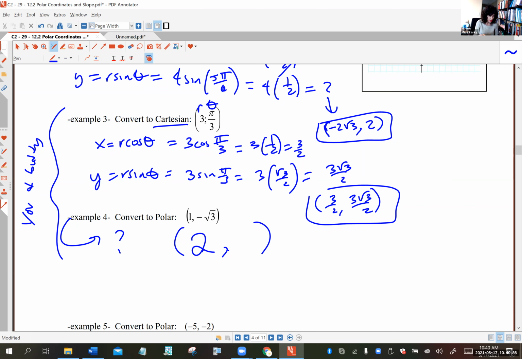Okay. Is it pi thirds? Negative pi thirds. Negative pi thirds. Good. Now, why is that? Well, because they were doing theta is equal to tan inverse of negative square root of 3 over 1.